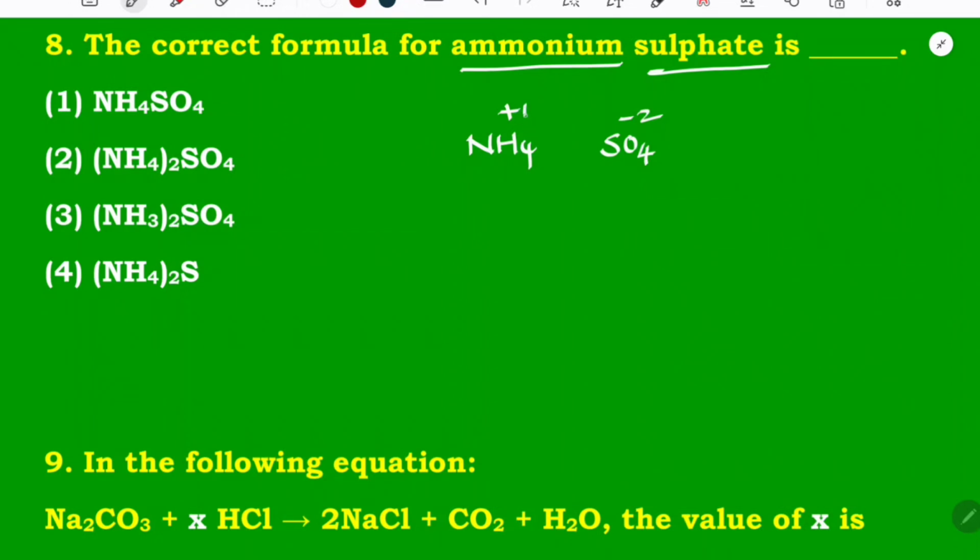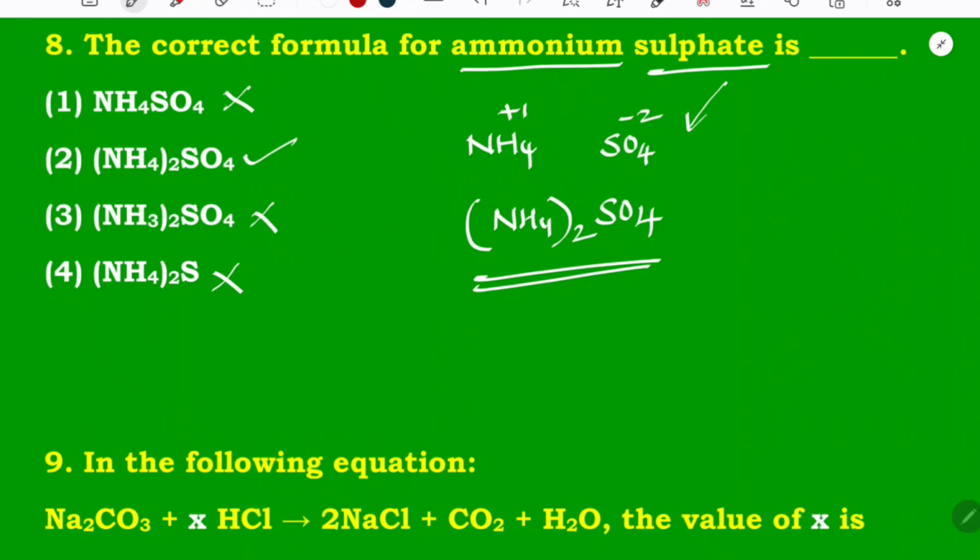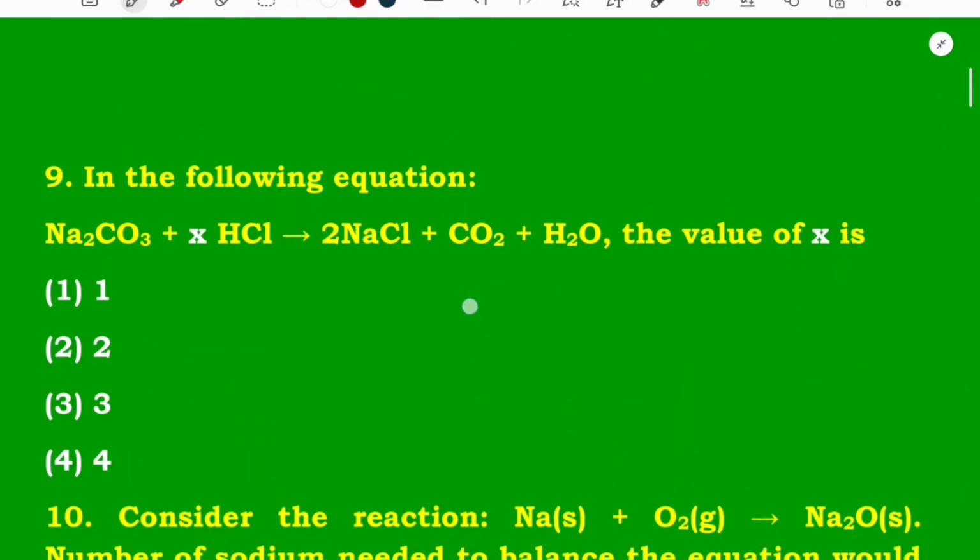So crisscross means what we can get? NH4 taken twice will come this side and SO4 only once. So this is the correct formula of ammonium sulfate. The first one is absolutely wrong, the second one is correct, the third one is wrong, and the fourth one is also wrong. So the correct formula of ammonium sulfate is NH4 taken twice, SO4. Okay. Next one.